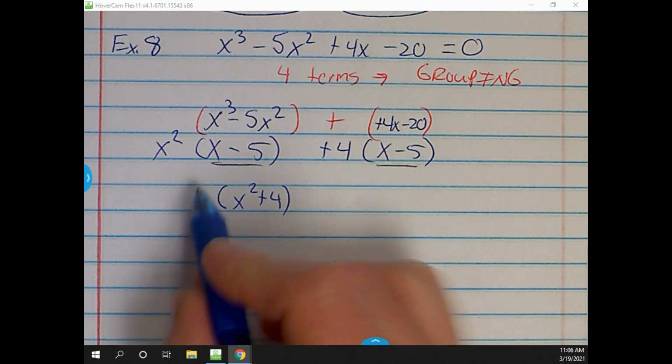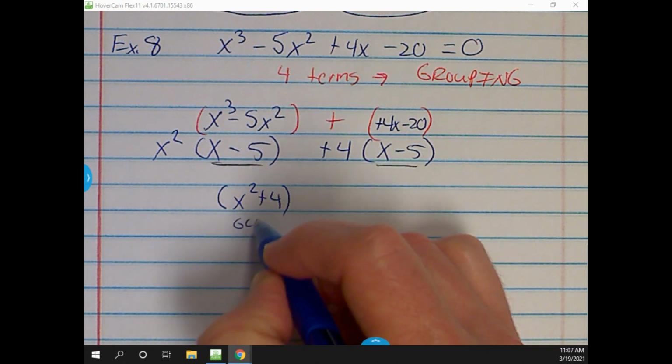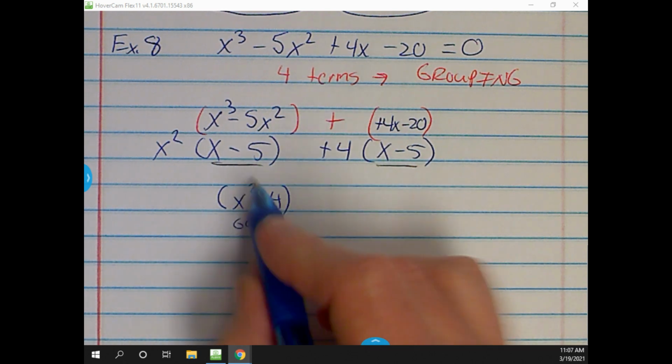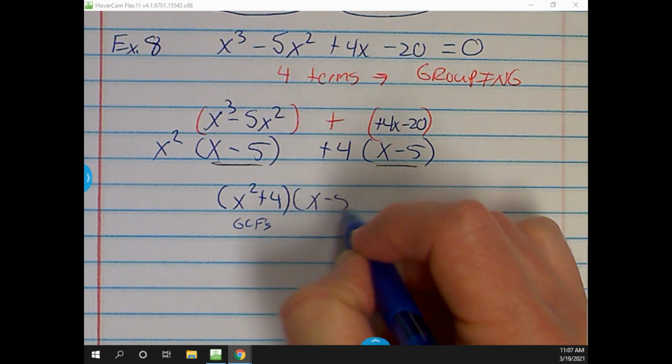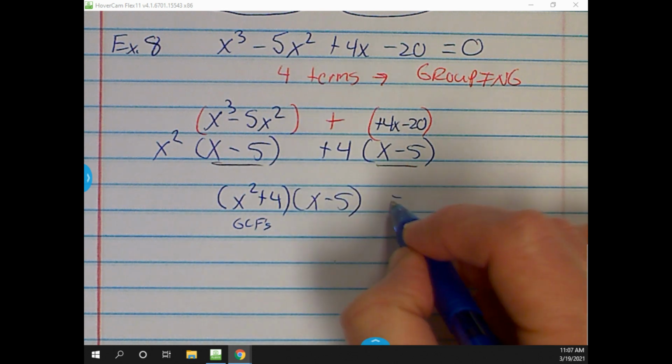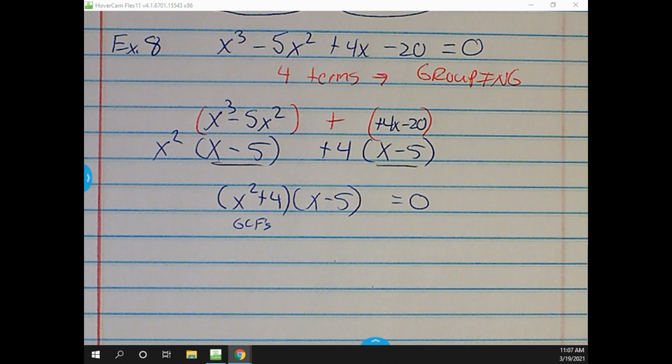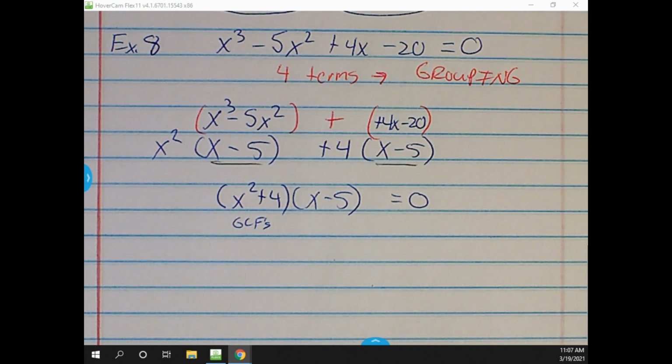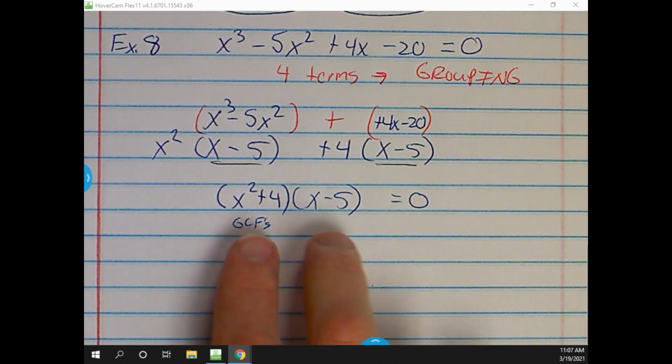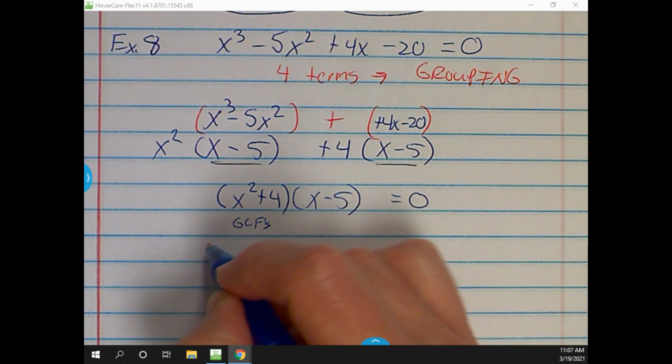All right, so the x squared plus 4, when we take our GCFs, those go together in one parentheses, and then the x minus 5 will follow behind it in that parentheses. And then from here, we've got 2 parentheses equal to 0, so we'll just set both of those equal to 0.